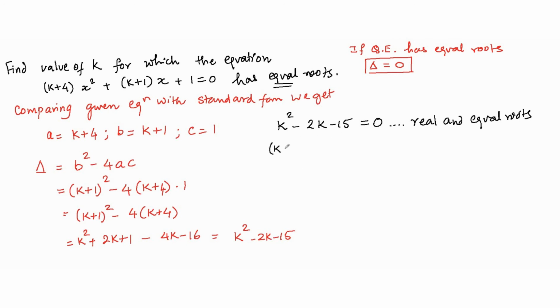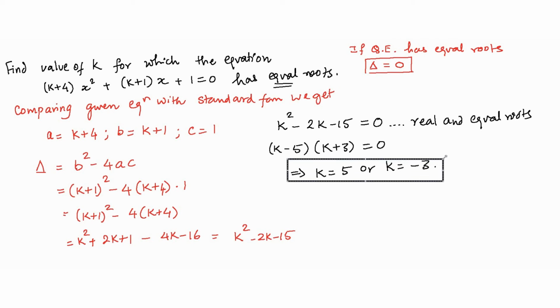Again, factorizing this, I get k minus 5 into k plus 3 is equal to 0, which implies k is either 5 or k is equal to minus 3, right? And therefore, these are the valid values for k for which this equation has equal roots.